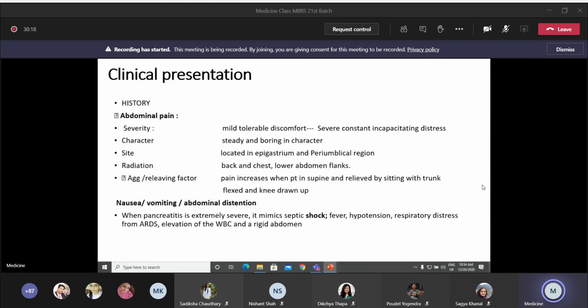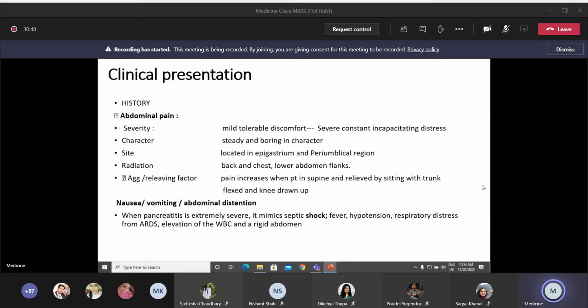The clinical presentation, as I said before, is mostly abdominal pain. Query means abdominal pain can have many causes, and one of the causes is pancreatitis. The pancreatitis will have a severe abdominal pain depending upon mild tolerable discomfort to the severe constant incapacitating distress, meaning the patient cannot move at all. Usually the patient will lie in a typical position; if you look at the book picture, the patient is in a position like Muslims praying. It is a steady constant pain.